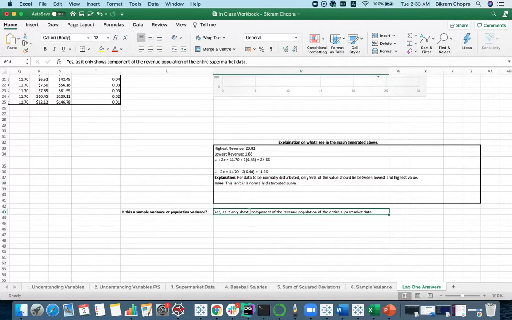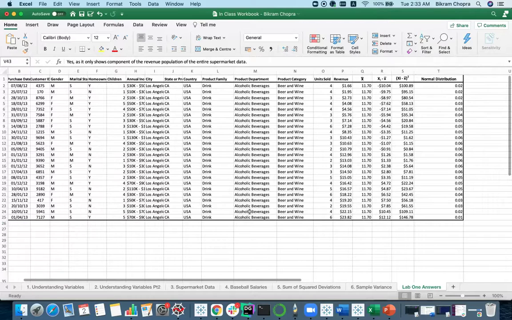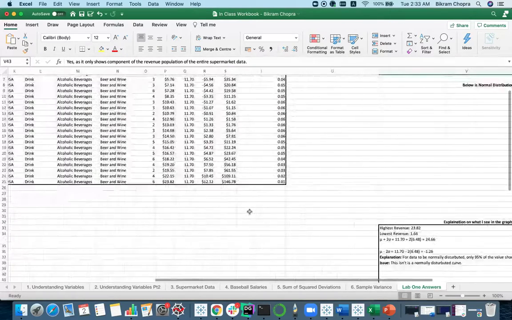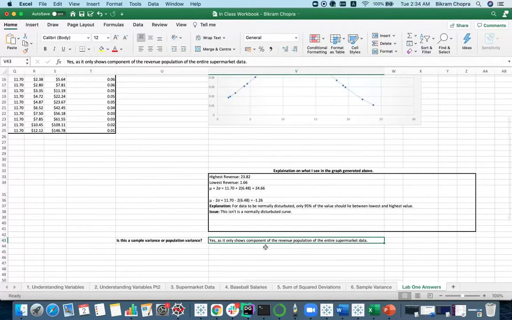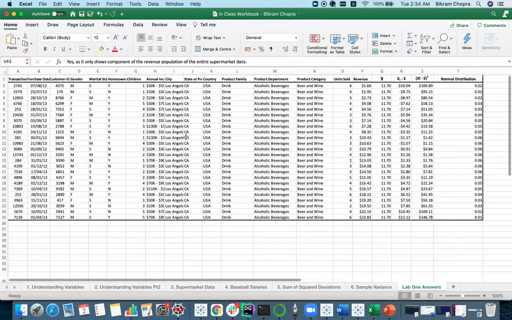Then coming to whether this sample is a sample variance or a population variance, obviously this is a sample variance, because initially we have taken a component of data, not all the entries. Here I have mentioned the same: it shows the component of the revenue population of the entire supermarket data, as we have filtered out some of the columns.